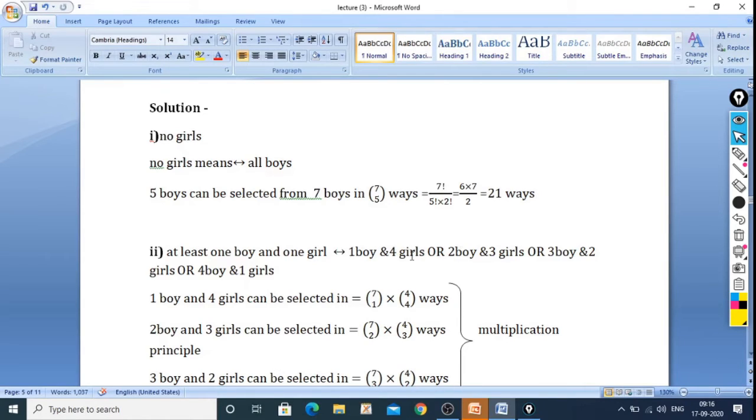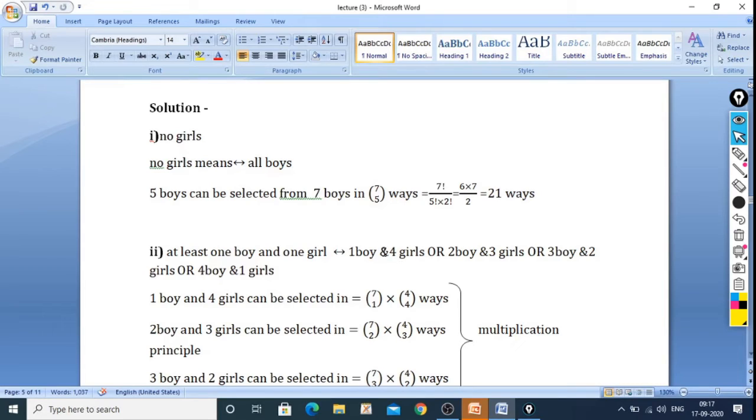Or increase the boy by 1. So it is 2 boys. So reduce the girl, because totally every time we require a team of 5. So 3 girls. Or 3 boys and 2 girls. So 3 twos are 5. Or 4 boys and 1 girl. So that is possible. Now we cannot take 5 boys because at least 1 boy and 1 girl. That means minimum 1 girl is required. So we cannot take 5 boys. So that is the last limitation, that is 4 boys and 1 girl.